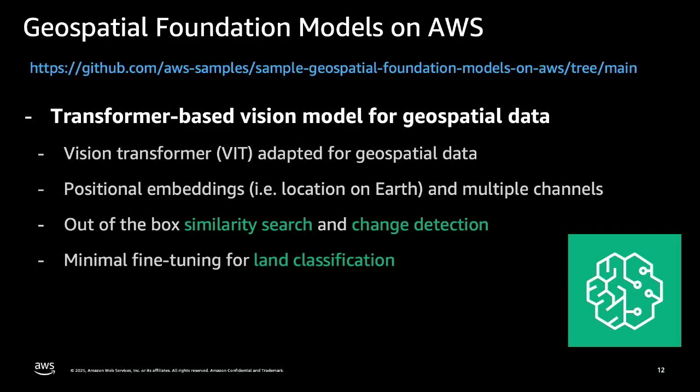But if you want to know what a geospatial foundation model is, how is that different from what's already out there? You basically take a vision transformer and adapt it for geospatial data. You want to give it the positional embeddings, where is this data located on the Earth, and multiple channels, like maybe it's not just optical, maybe you have additional bands that are going to be available. Out of the box, you can do things like similarity search and change detection without doing all the complex algorithms that we know and love. You can do it just using the vector embeddings, and I'll show you that really quickly. And then last, if I don't run out of time, we'll do minimal fine-tuning for land classification.